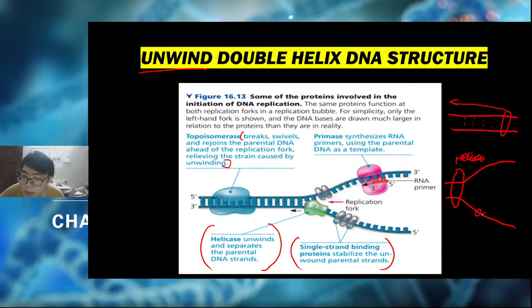And then there are many single-stranded binding proteins here to stabilize the unwound strand. So to make sure it is stabilized lah. Kalau tak, maybe dia akan potong, dia akan patah juga. Because you have to know, if no hydrogen bond, maybe dia akan patah punya. Kan? So this responsibility is to stabilize the strand. Okay, so this is the second step.